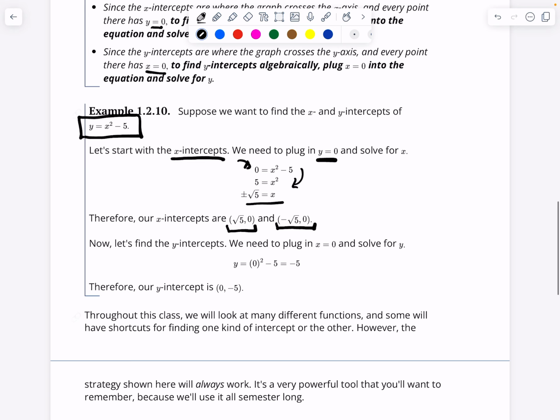To find the y-intercepts, we plug in x equals 0, which we did right there. So there's our 0 for our x. So y equals 0 squared minus 5, which is minus 5. Therefore, the y-intercept, which is the point, not just the value, is (0, -5).